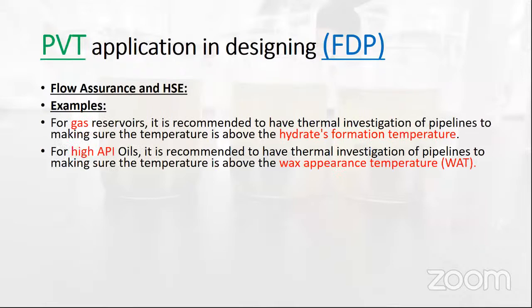Also, for high GOR oils, these volatile oils can deposit some waxes and paraffins. Also for these production lines, we want to make sure that the temperature of the production is higher than the wax appearance temperature. This temperature point is measured in the lab or can be calculated using PVT software.